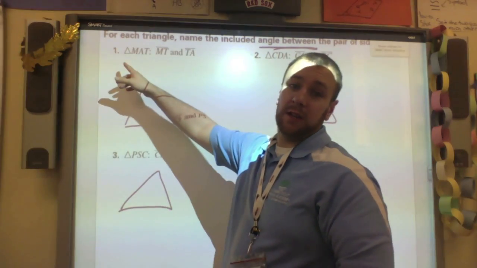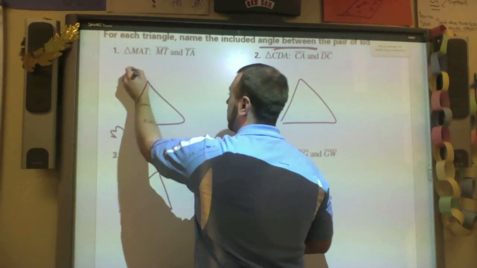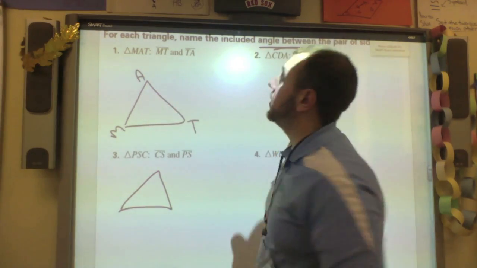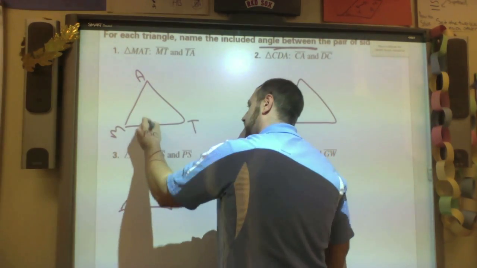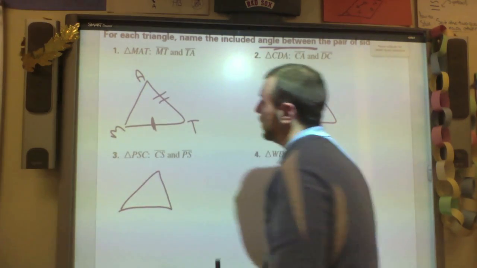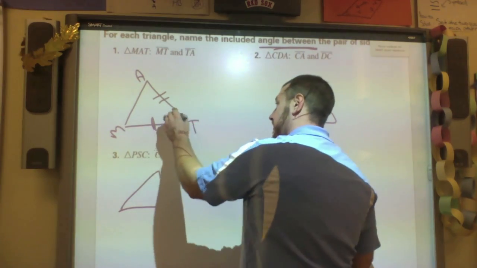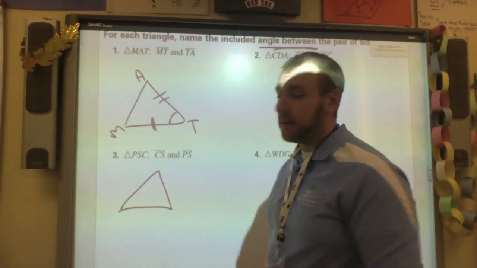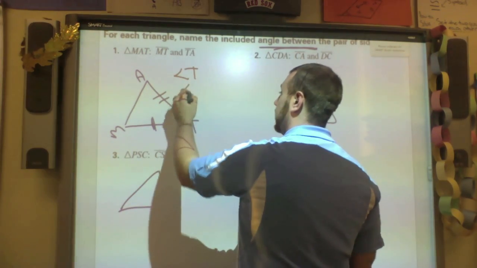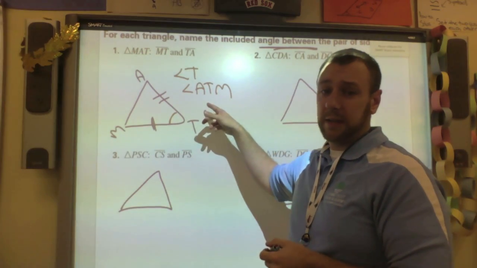Now I'm going to say, okay, in this first triangle, it says MAT. So I'm just going to label it MAT. And I'm looking for the angle in between MT, I'll put a tick mark there, and TA, this one. Well, the angle in between those sides is this angle right here. So there's two different ways I can name it. I can say angle T or angle ATM, as long as T is the vertex of that angle.